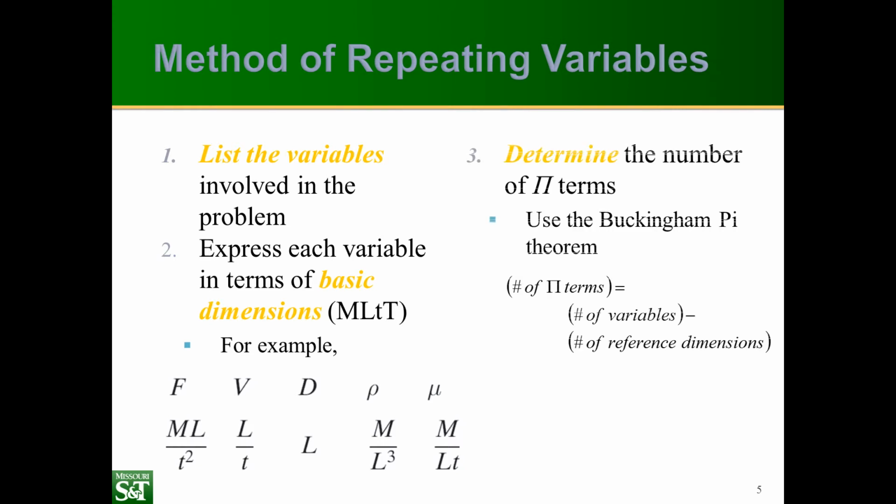So then we use the Buckingham-Pi theorem. We have 5 variables here, and we have 3 reference dimensions: mass, length, and time. So 5 variables minus 3 reference dimensions means we're going to need 2 dimensionless terms, or pi terms.